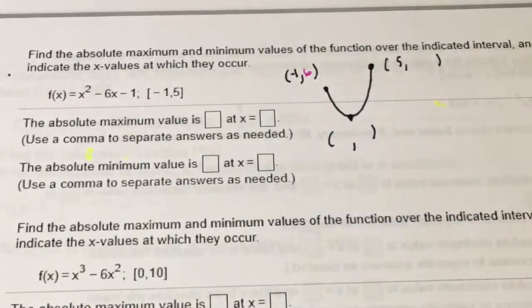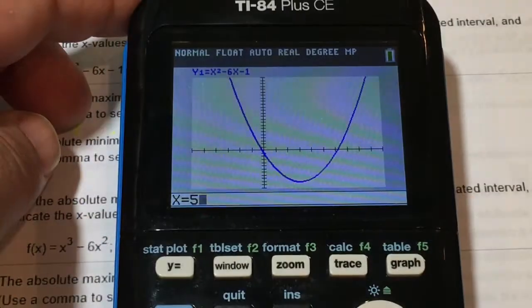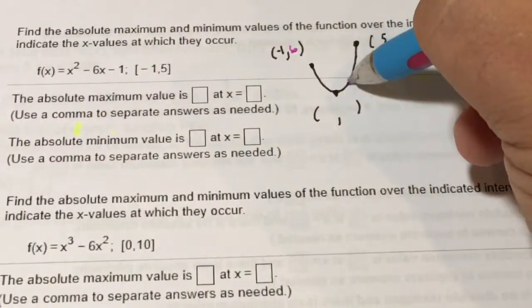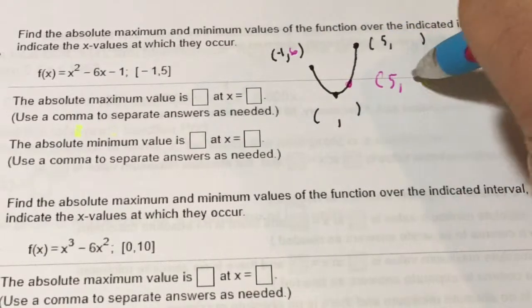Then I'm going to quickly get that by just typing in 5. I don't have to go through the process again. I just hit 5, and it gives me the x value 5. And that's going to be at 5, -6. Notice, it isn't way up there. It's actually down here. My graph, my interpretation was incorrect. So it's going to be at 5, -6.